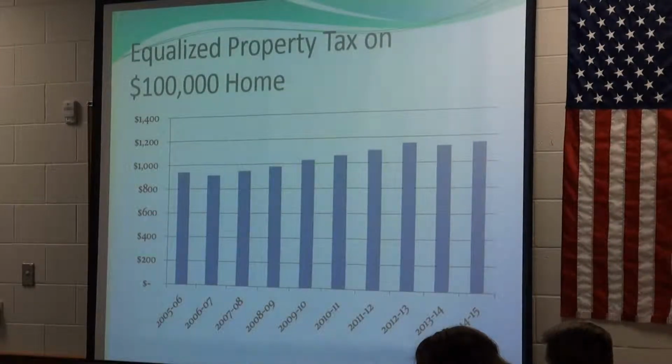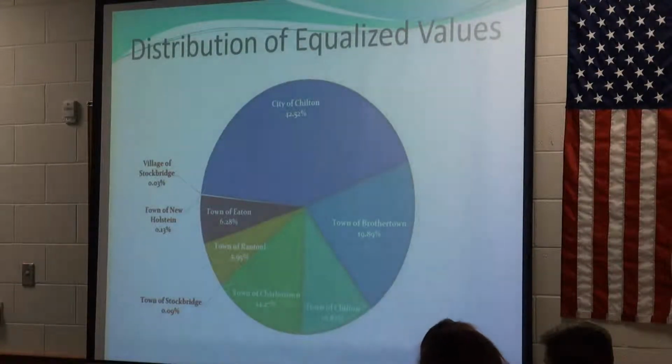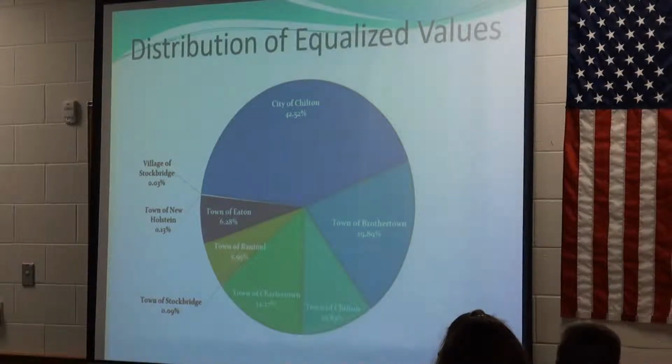As explained in the budget report, between the decrease in state support and the recent decline in equalized values, the property tax for homeowners has been increasing, though for the 14-15 year, we are projecting the rate to stay about the same, a slight increase. This graph shows the distribution of equalized values within the district. The city of Chilton is our largest supporter, holding about 40% of the district's property value.